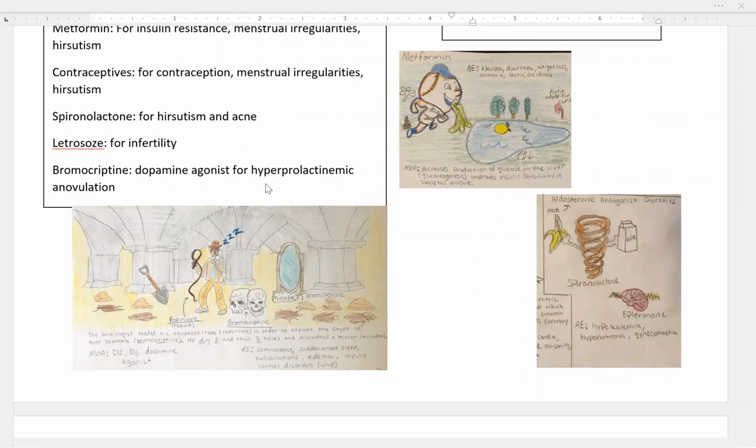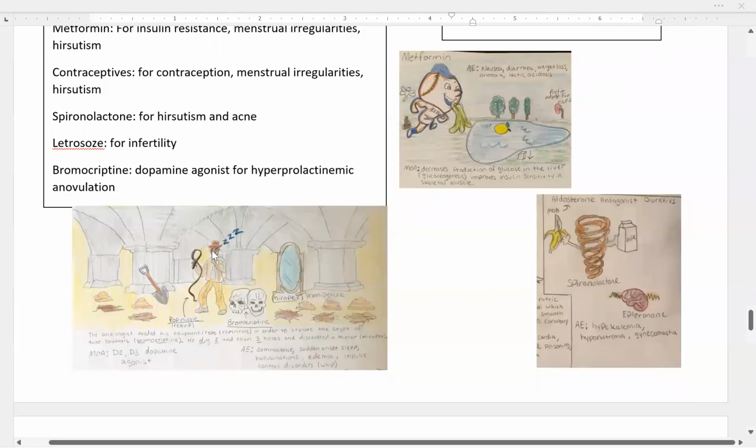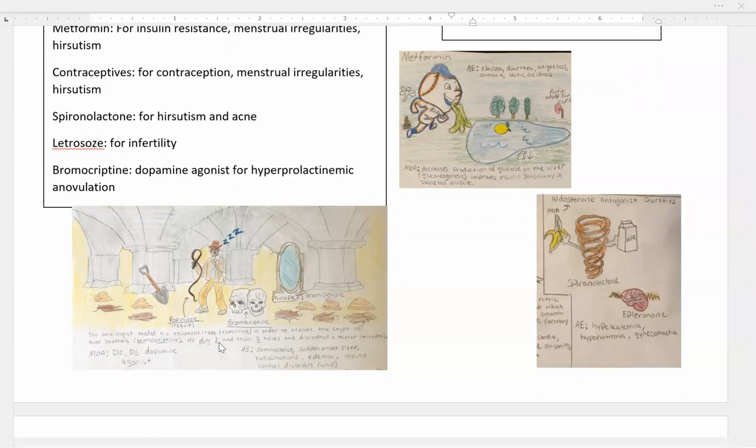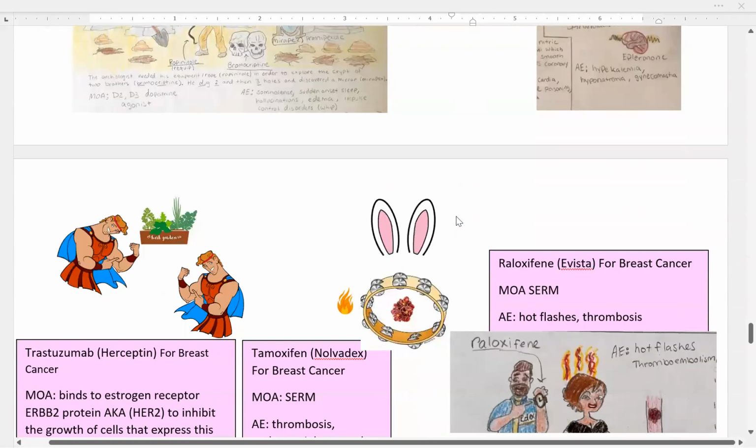hyperprolactinemia and ovulation. Bromocriptine was one that we learned previously. In this picture, I have Indiana Jones, and he's within a crypt, so cryptine, and within the crypt, he found the skulls of two brothers. So bromo, like bro, brothers, bromocriptine. Two skulls kind of helps you remember that it's a dopamine 2 and a dopamine 3 agonist. So those are all for PCOS.